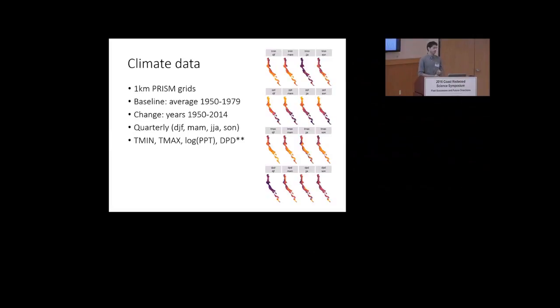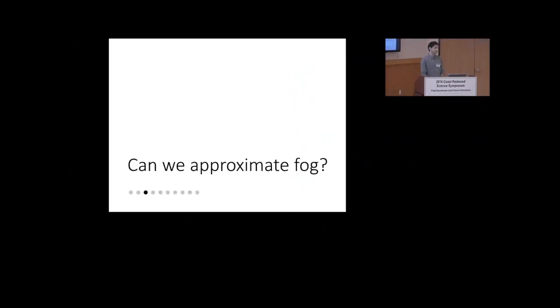We use quarterly variables, so DJF is December, January, February, MAM is March, April, May, etc. And we are using 4 climate variables for this analysis. Average nighttime minimum and daily maximum temperature across the season. We log transformed precipitation so that it behaved a bit better statistically and made more ecological sense. And then this 4th variable, DPD, is dew point depression. That's not natively available in the PRISM data set, but we calculated it based on a couple other variables, and I'll talk about that in a second.